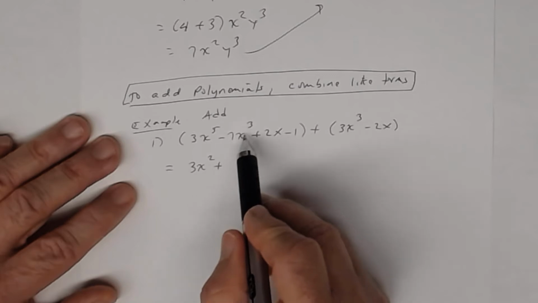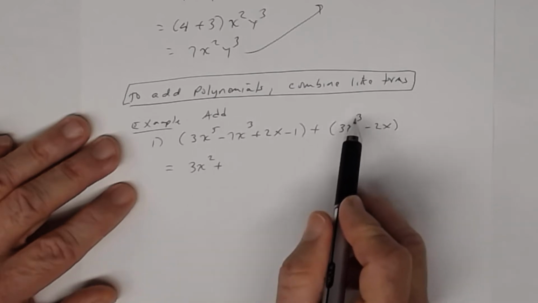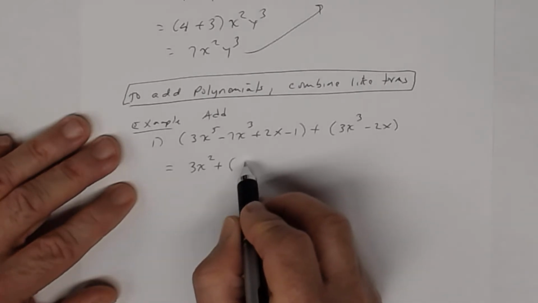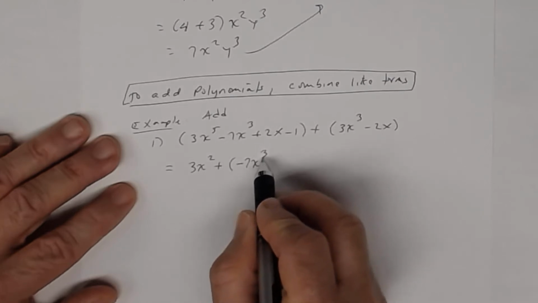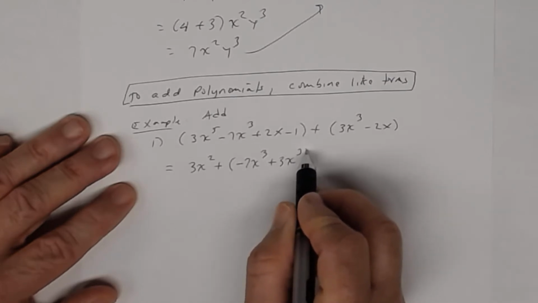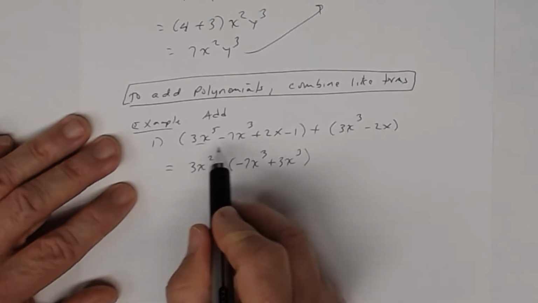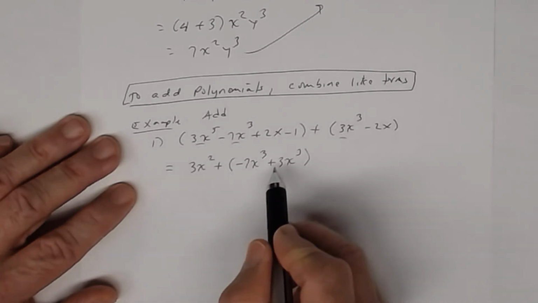I see an x cubed here, and I see an x cubed here. Do you agree? So I'm going to put those together. So I have negative 7x cubed plus 3x cubed. Okay? So I've taken care of this, this, and this. So that's this right here.